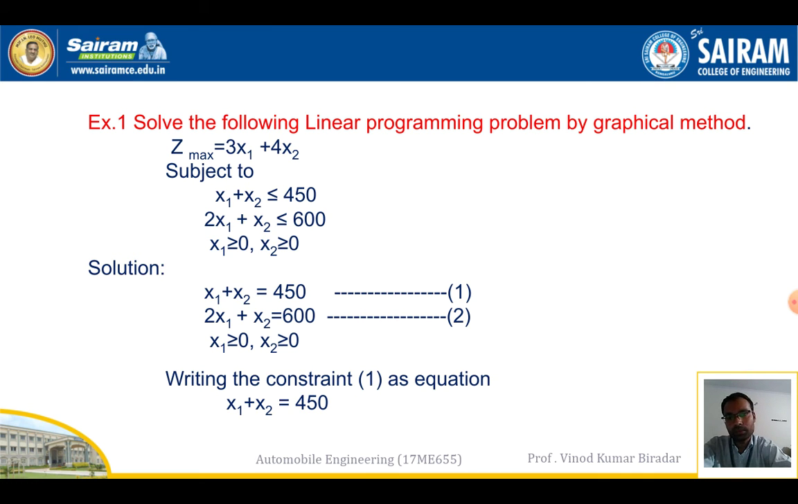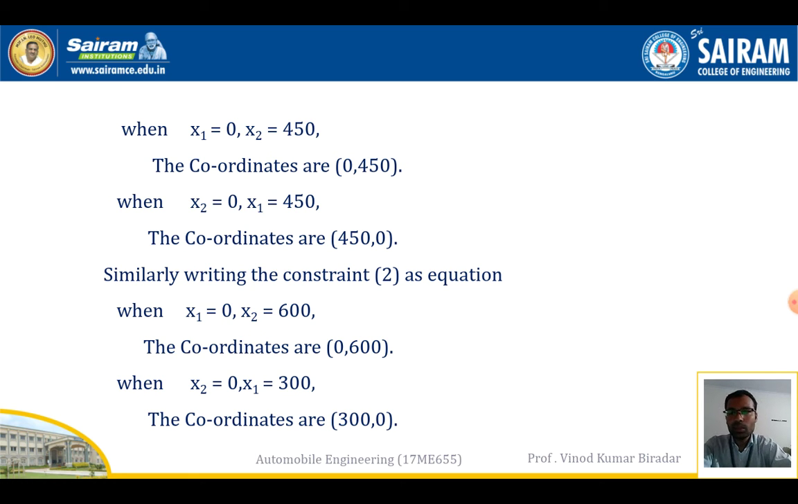I will solve it step by step, so remember the procedure as I explain it. Step number 1: write the given equations in terms of equal to and name them equation number 1 and 2. Write x1 plus x2 equal to 450 as equation number 1. Next, 2x1 plus x2 is equal to 600 as equation 2. Then for constraint 1, x1 plus x2 is equal to 450, substitute x1 equal to 0 and get the value of x2. Here, when x1 is equal to 0, x2 is equal to 450.